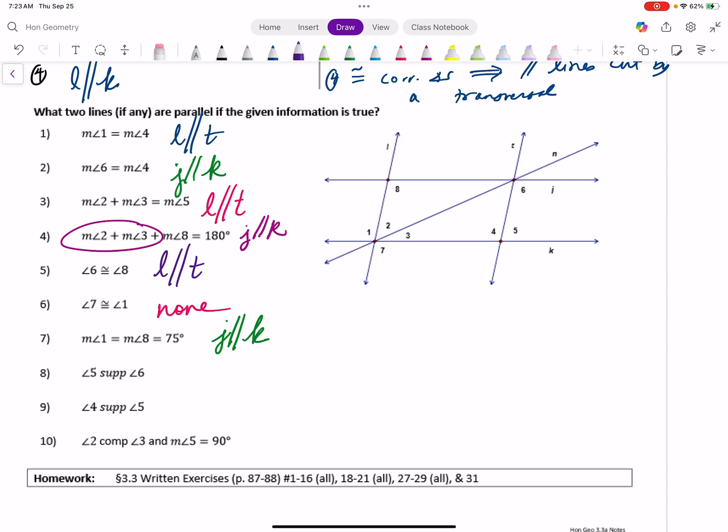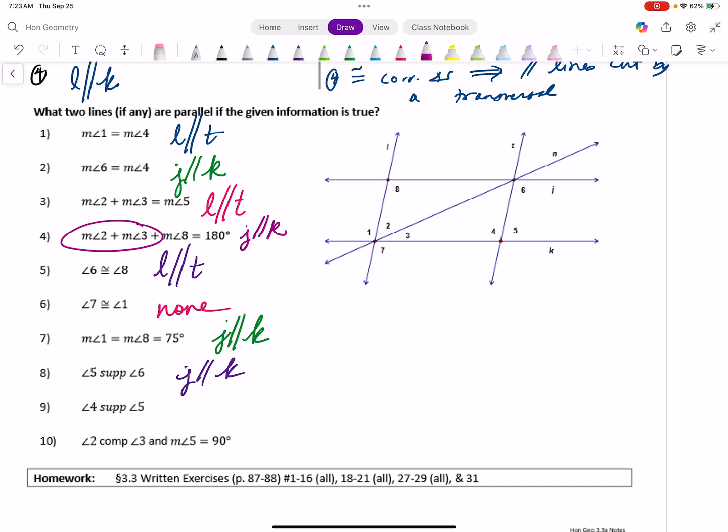All right, what's next? 5 supplements 6. Okay, so here's 5. Here's 6. Those are created by these two lines and this transversal. Those are same side interiors. If we have same side interiors that are supplementary, then we know we have parallel lines. So J is parallel to K, knowing that. I'm going to get done.